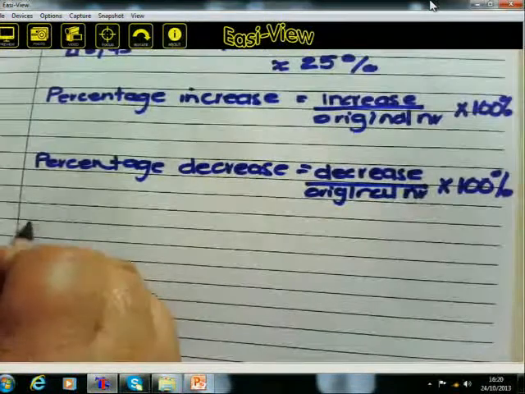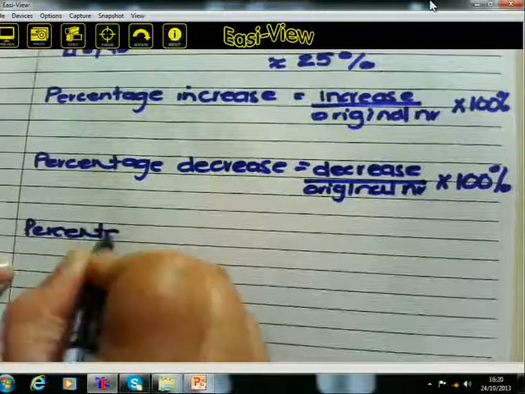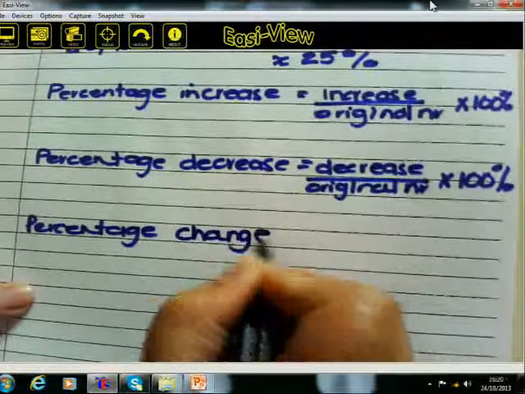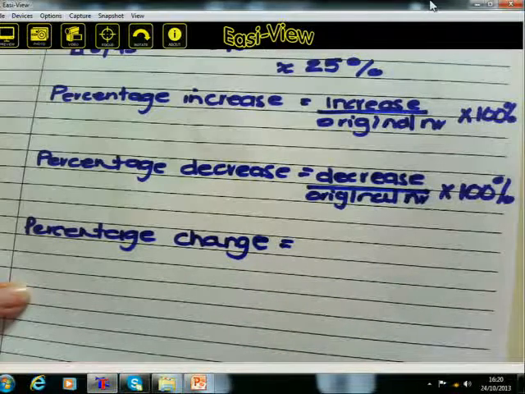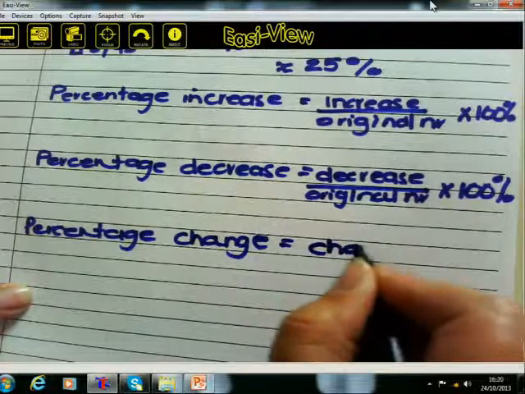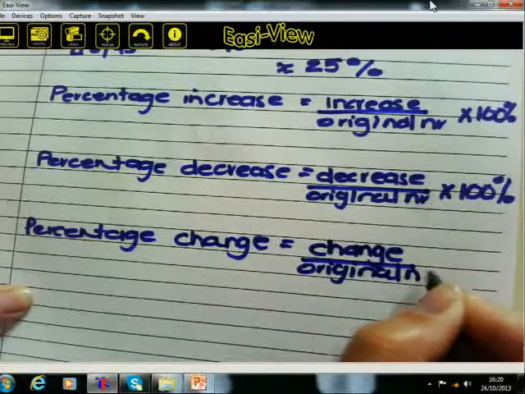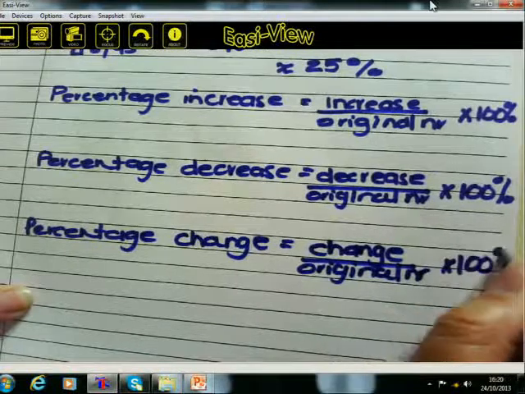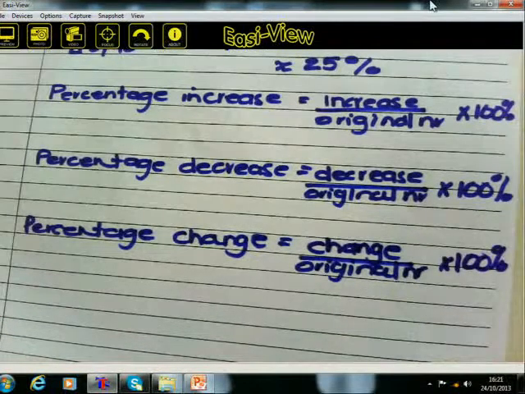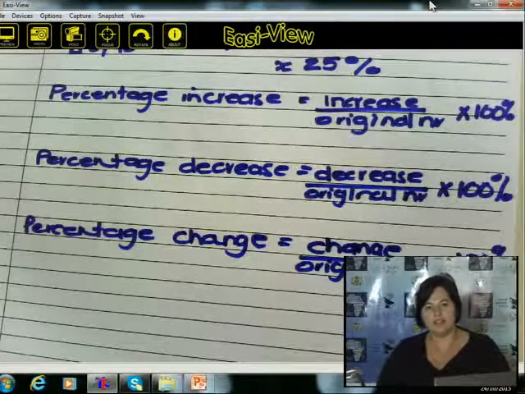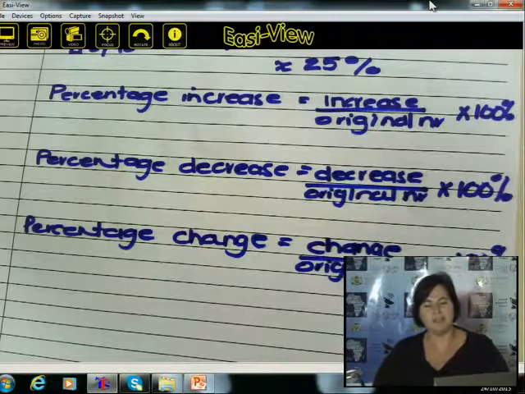There's another one. The question will say, calculate the percentage change. I wonder if you can predict what the formula is going to be. It's going to be the change over the original number multiply by 100%. I have to calculate the inflation rate. What is it going to be? The inflation rate is the change in the price over the original number multiply by 100%.